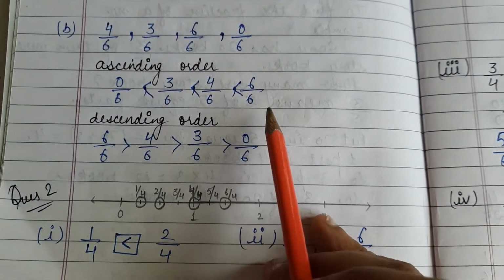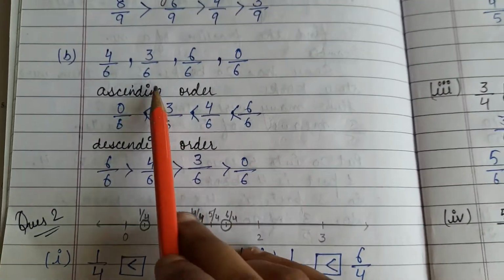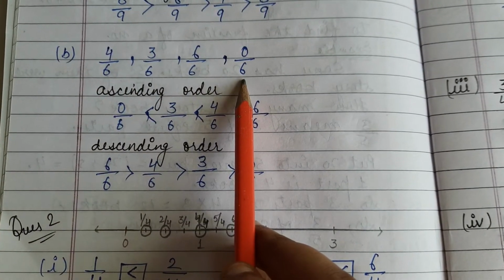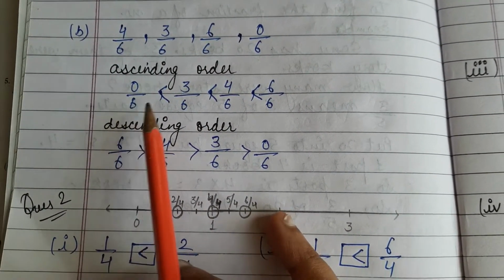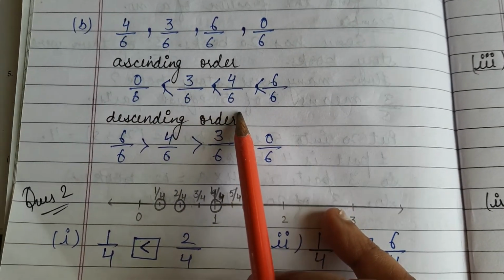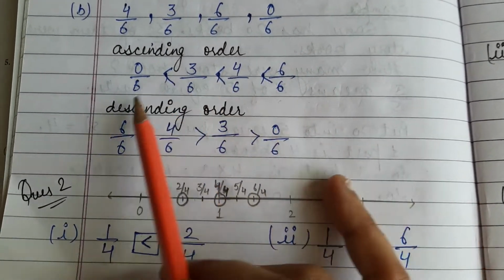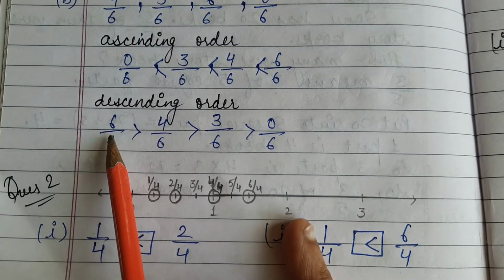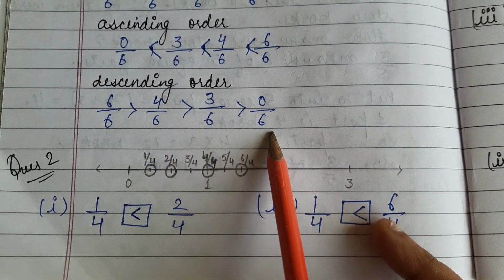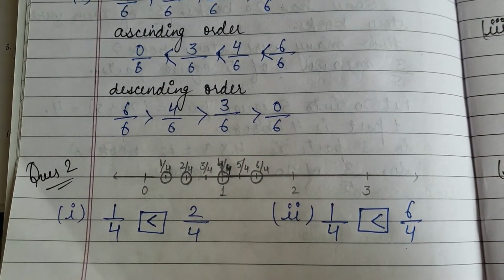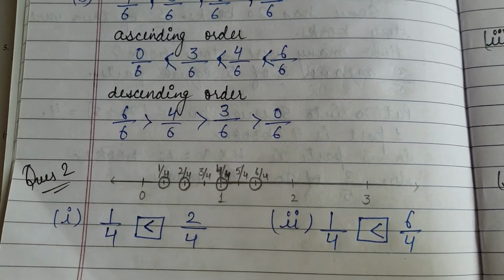Now we have to arrange them in ascending and descending order. As the denominator is the same in all of these, I can simply put it like 0 upon 6, 3 upon 6, 4 upon 6, 6 upon 6. And in descending order I can put it like 6 upon 6, 4 upon 6, 3 upon 6 and 0 upon 6. So this is how we are going to place them in ascending and descending order.